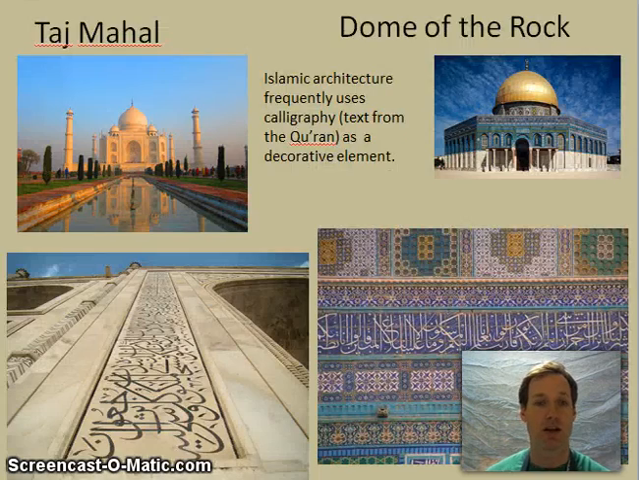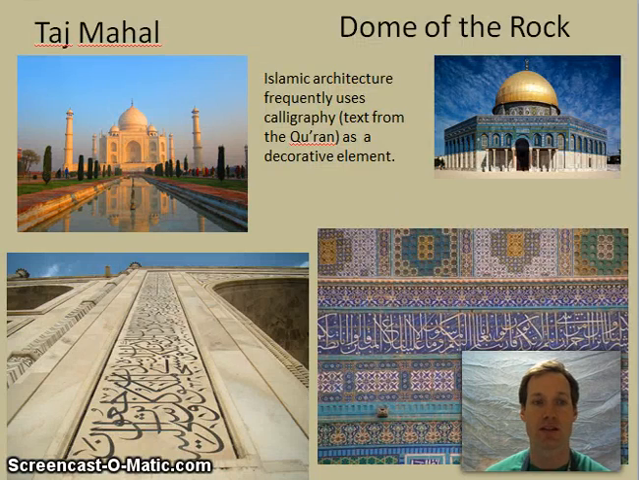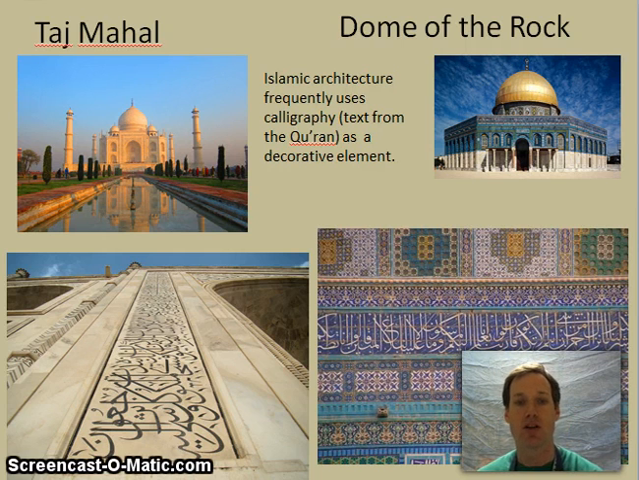And in Islamic architecture, there is no use of pictures. As we saw in the Book of Kells, there were many pictures of animals or people, whereas in Islam, there are no pictures of faces allowed. So quite frequently calligraphy and therefore texts from the Quran are used in the decoration.